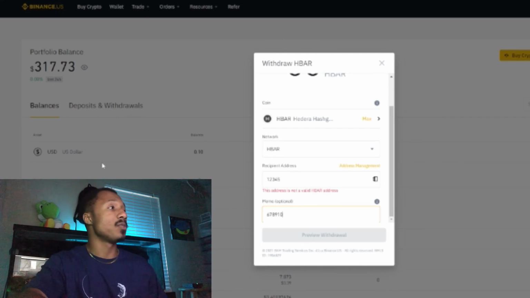So right here, this Hedera Hashgraph isn't technically my Hedera Hashgraph if you want to look at it that way, but what I have on my Ledger is mine, you know what I mean? So that's how you look at it. But anyways, guys, with withdrawals and deposits, that's how that works.